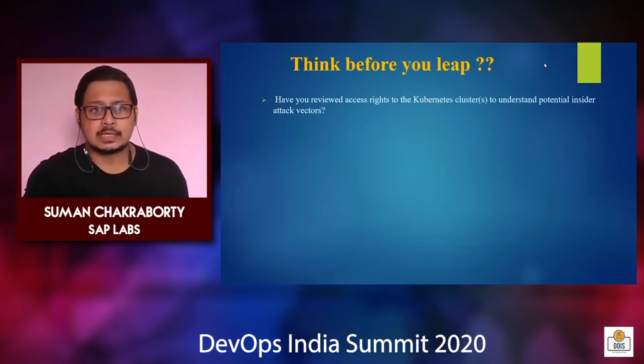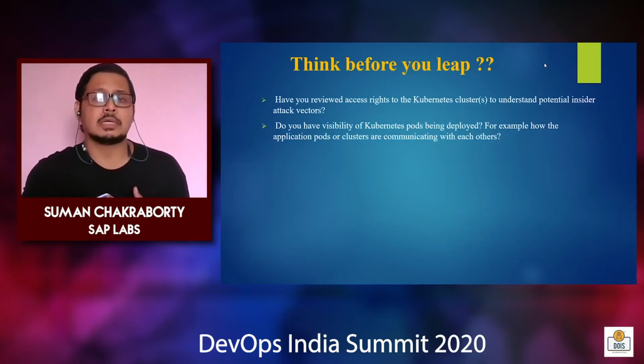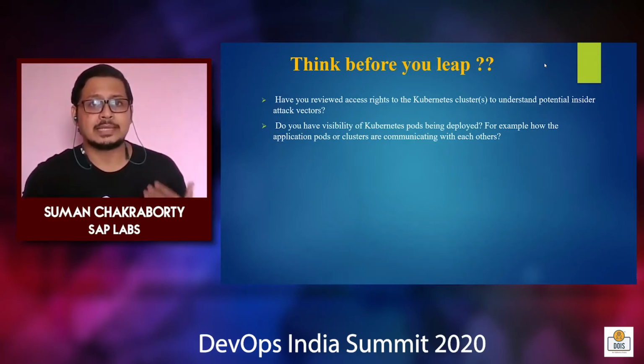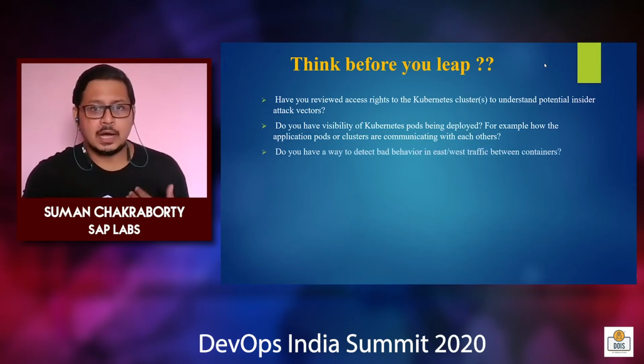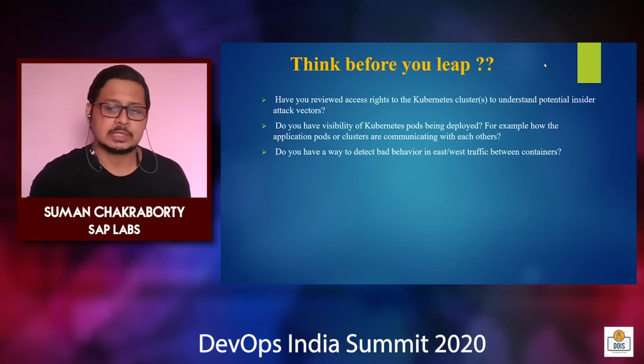The things that come up are whether we have reviewed access rights to the cluster to understand the potential inside and attack vectors. Do we have visibility of the Kubernetes pods which are being deployed? Either we are able to see those pods, or we just know that they are running somewhere and we want to take certain actions on them. Do we have a way to detect any bad behavior among the east-west traffic? East-west traffic is the traffic between pods across multiple node machines.